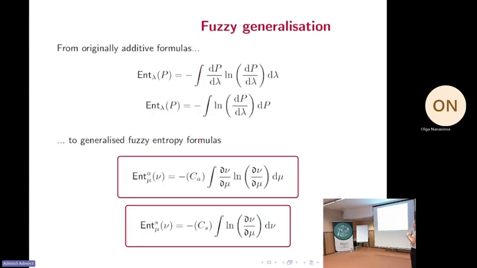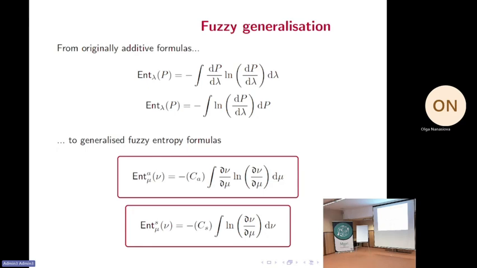Okay, so now we have everything we need for properly postulating the formulas for the fuzzy entropy. With these originally additive, we just replace the measures with fuzzy measures, Radon-Nikodym derivatives with Choquet Radon-Nikodym derivatives, and the Lebesgue integral with the Choquet integral or extended Choquet integrals, and we get these two formulas.